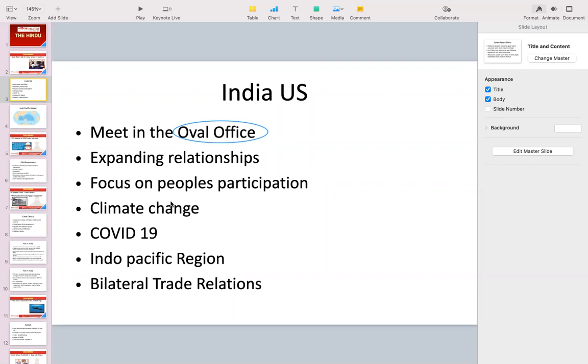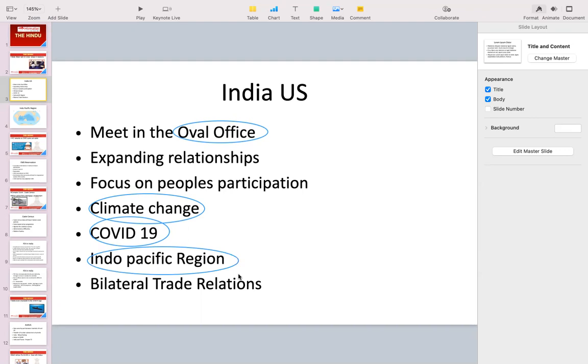Then climate change, that's an important part. In the past, the US has opted out of the Paris climate deal, which is not good, because climate change is something one country cannot take care of. The whole world has to come together. Then COVID-19 has created many disruptions in the global supply chain, plus international relations as well. And then the security and freedom of trade of the Indo-Pacific region. The US is also focusing on this area.